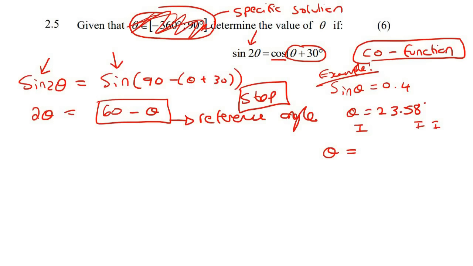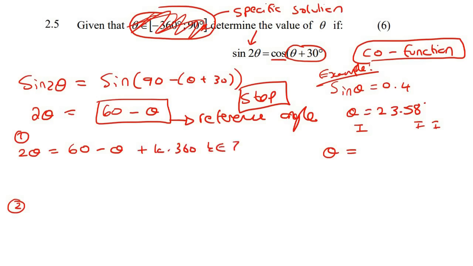So we are going to work in the quadrants where sin is positive, because here we have sin and here we have sin, and there was no negative in the front. So the quadrants of sin being positive are quadrant 1 and quadrant 2. In quadrant 1, you're just going to say 2 theta is equal to your reference angle, plus k 360, k is an element of z.